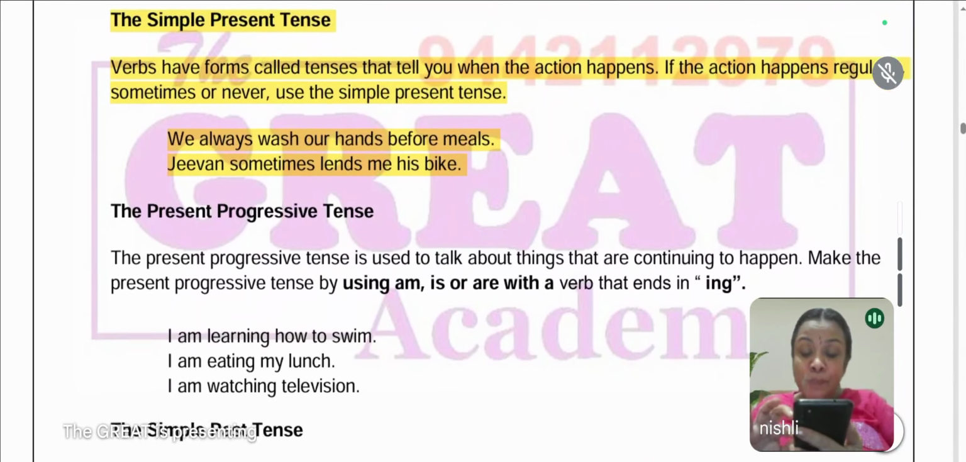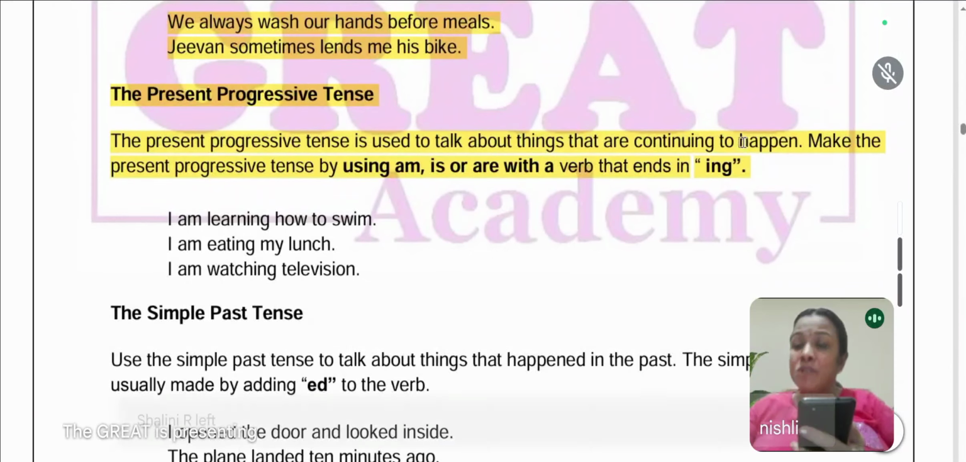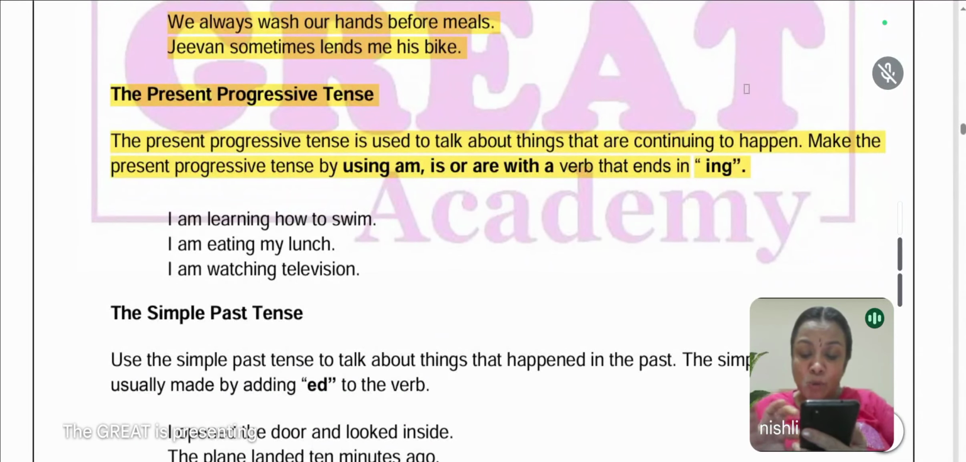Next is present progressive tense or present continuous tense. Like I'm going to the market, I'm on my way to work. So that is a present tense, but a continuous thing. Something which is happening now or which is continuing to happen, which will happen for some more time, for a particular period. The present progressive tense is used to talk about things that are continuing to happen, as I told you. Make the present progressive tense by using am, is, or are with a verb that ends in ing.